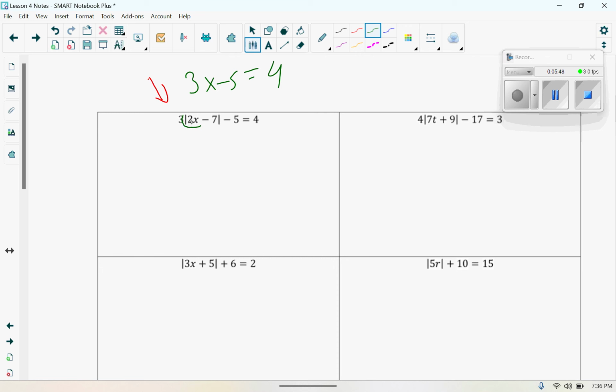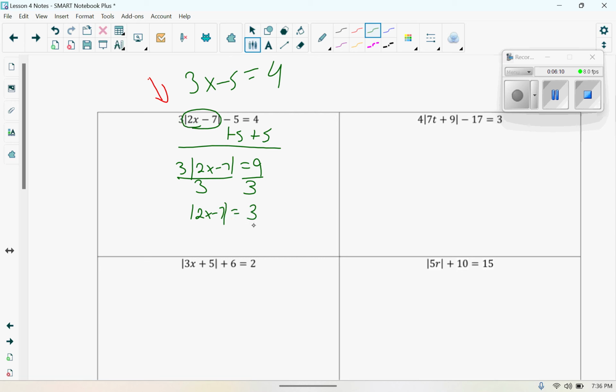And our x here is going to be this. We're trying to get that by itself. So the first thing I'm going to do is add 5 to both sides. And then I'm going to divide by 3. When I do that, I end up with 2x minus 7 is equal to 3.